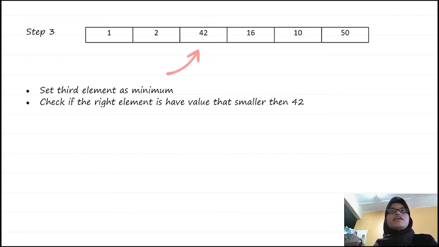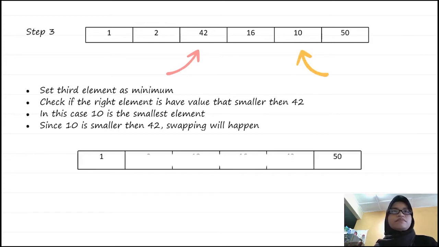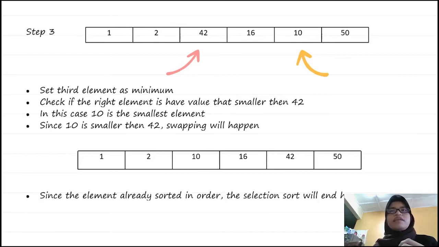We will check the right elements, which are 16, 10, and 50, to see if there is any value that's smaller than 42. In this case, 10 is smaller than 42. Since 10 is smaller, 10 and 42 will swap their places. After swapping, we can see that the elements are already sorted in the right order. So the step will stop here.